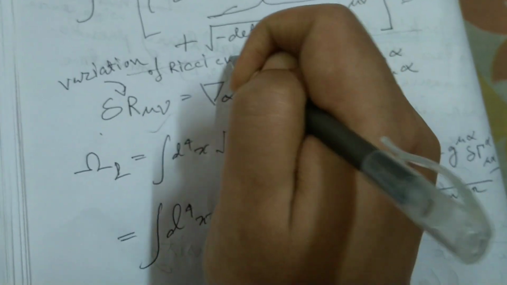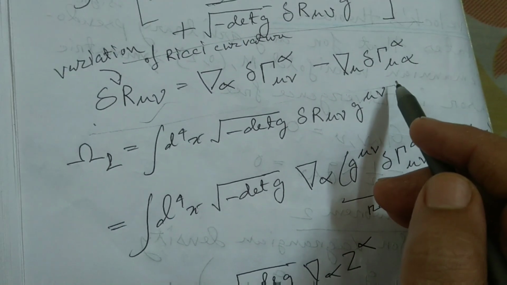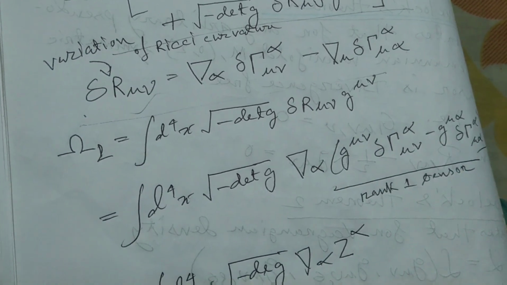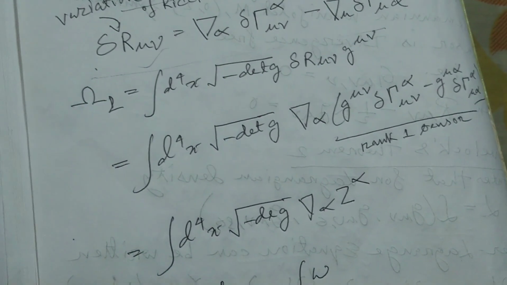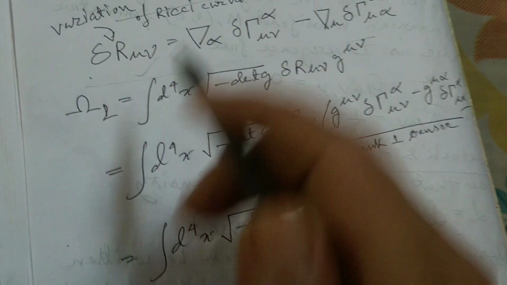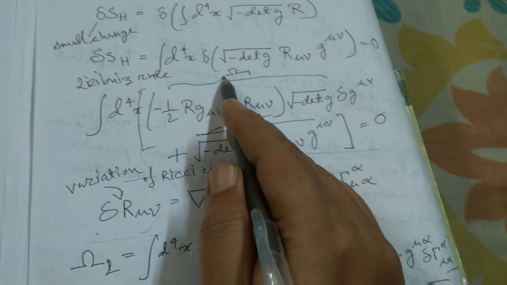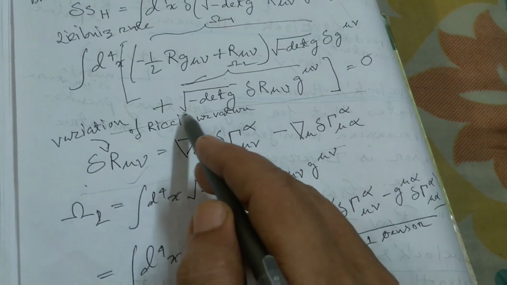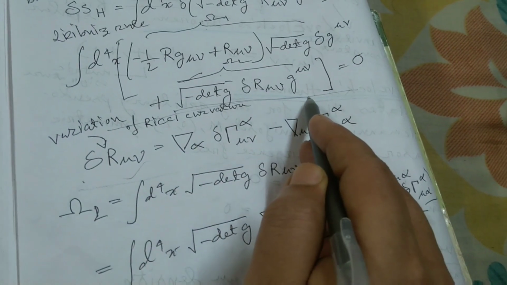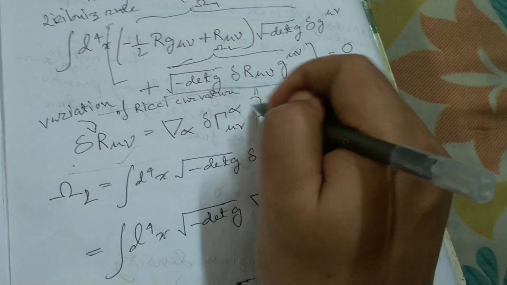Ricci curvature. So I get this equation. This equation is omega 1 and this equation is omega 2. Now I just try to show this equation equals 0.